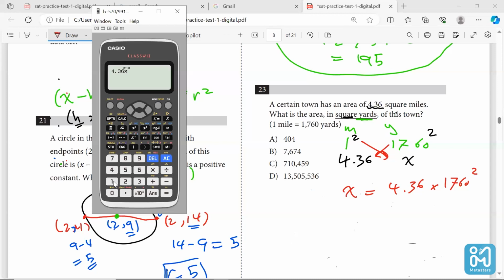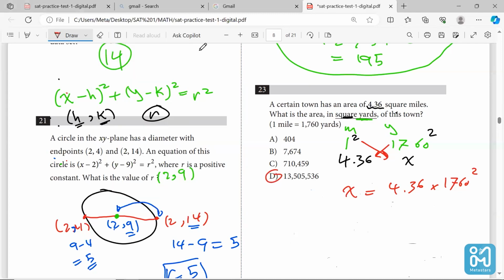4.36 times 1760 to the power of 2. My answer, yeah, it's a huge number. It's D. Question: can you repeat how we solve this one? The answer is B. No, it's not B, it's D. I'm going to repeat the question again.